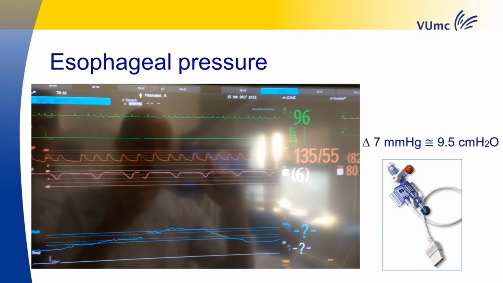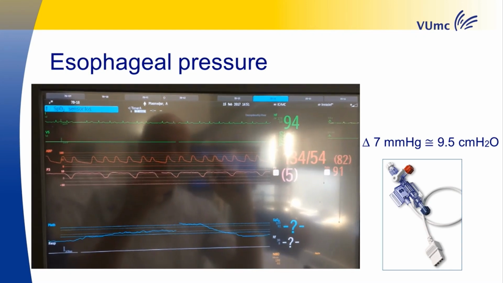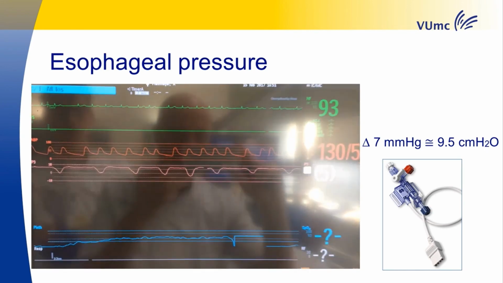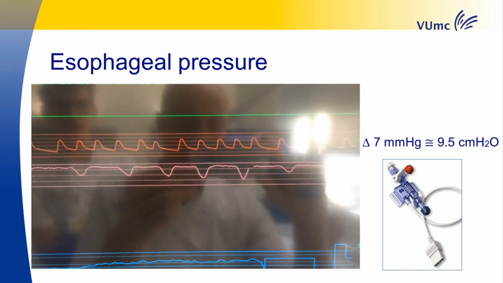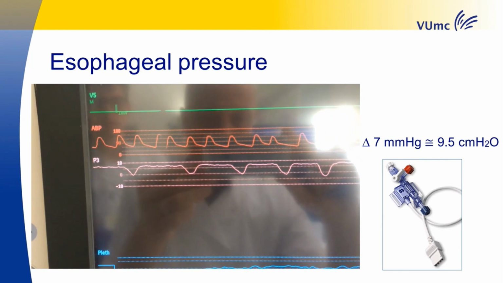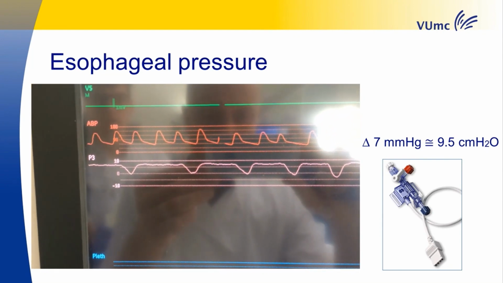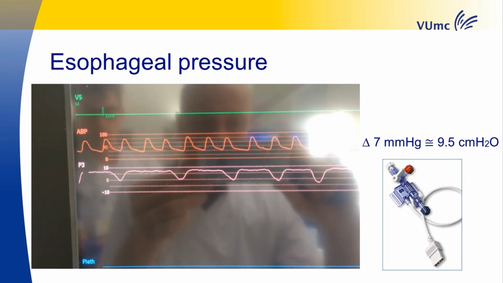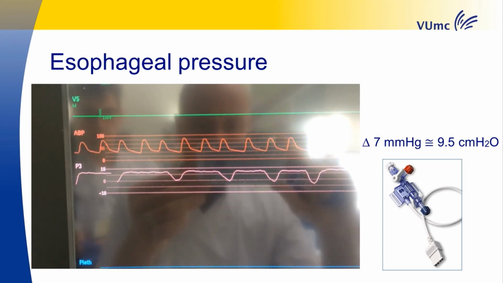Because now you don't have a clue. And now you at least have an idea. I mean, perhaps you don't accept it for research, but for clinical purpose, it's good enough. So if you look right here, this is esophageal pressure. You see the patient taking a breath, and it's a change in 7 millimeters of mercury, so 9.5 centimeters of water. So I have a rough estimation of what my patient is actually doing.